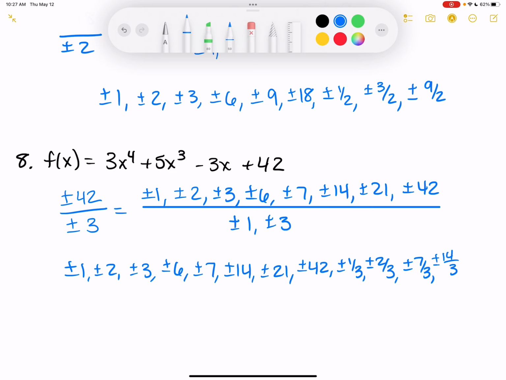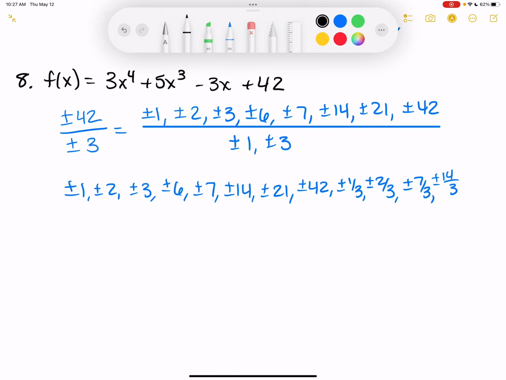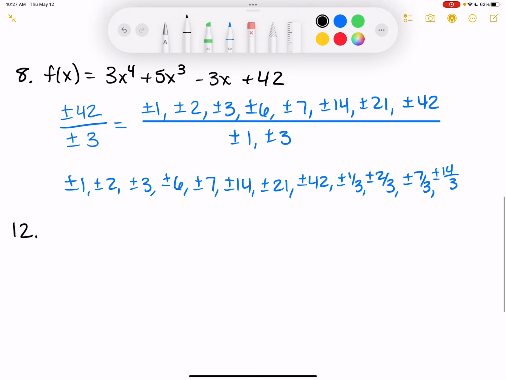Number 12. Find all real zeros of the function f of x equals x cubed minus 5x squared minus 22x plus 56. So, we're going to do the same process that we just did to start with. Okay, and list them all out.